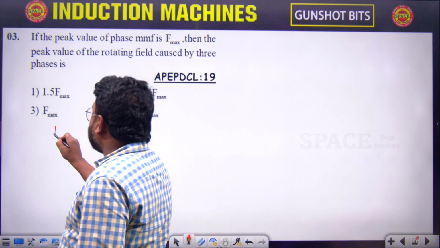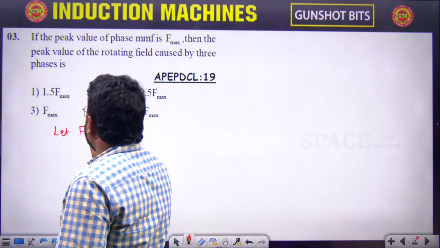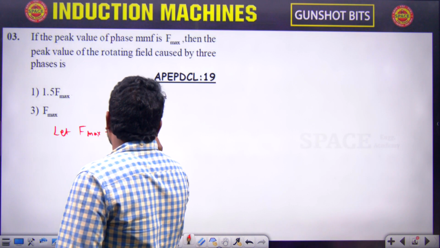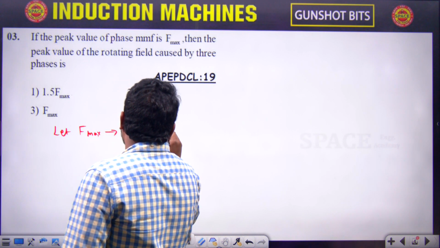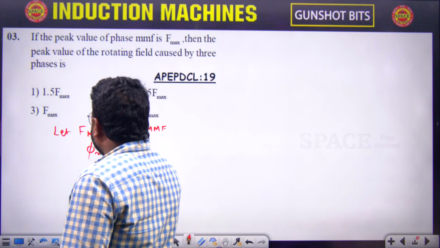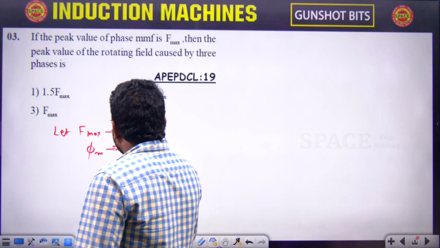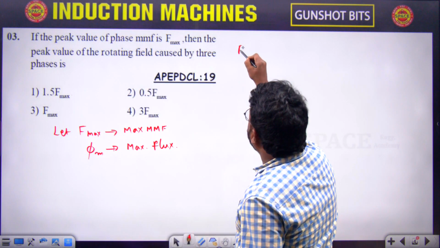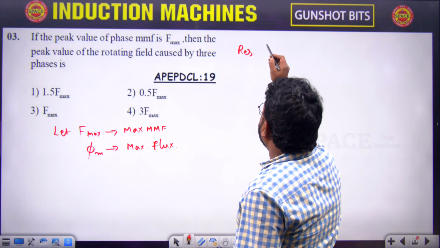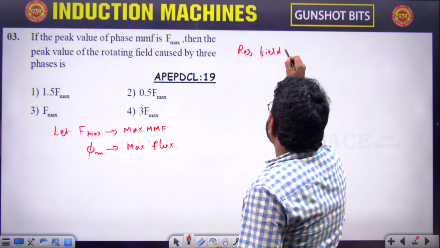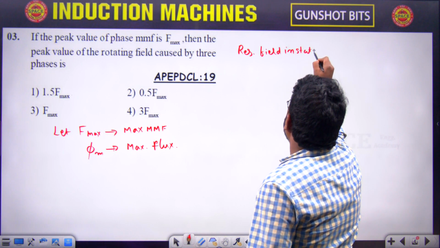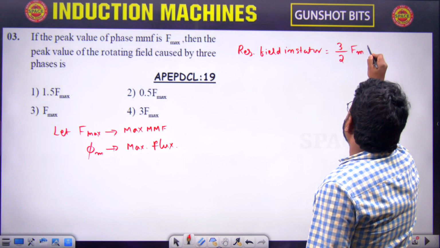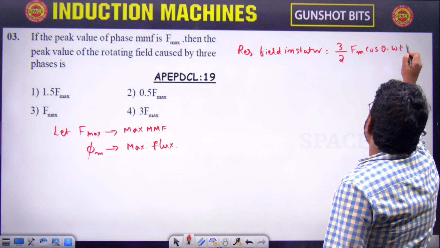Let us assume F max is the maximum MMF, or ampere turns, and phi maximum is the maximum flux of the motor. We know the resultant field in the stator is equal to 3/2 times the maximum MMF times cos(theta minus omega t).